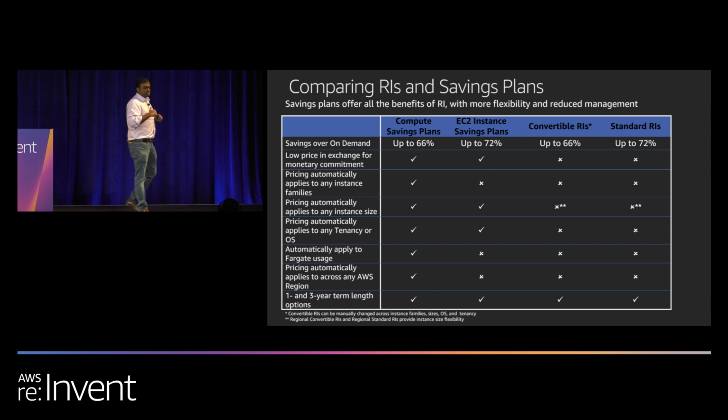Second, compute savings plans apply across regions, something that convertible RIs do not provide today. And finally, compute savings plans also apply to Fargate usage and help you save money on that, which convertible RIs do not provide.